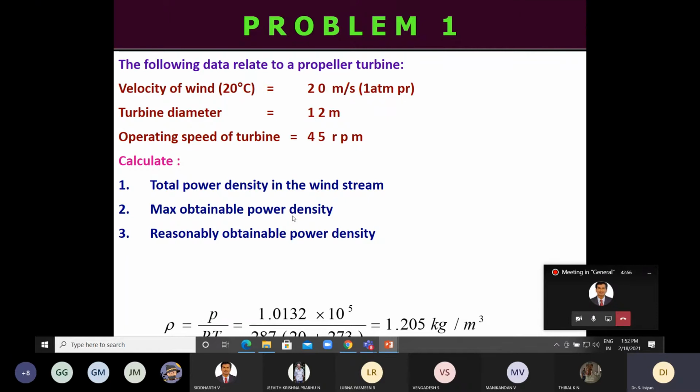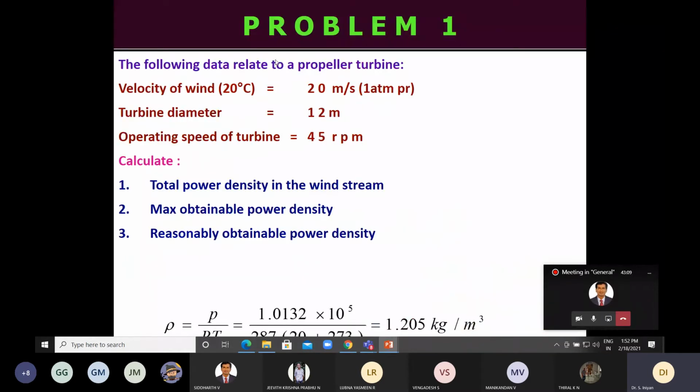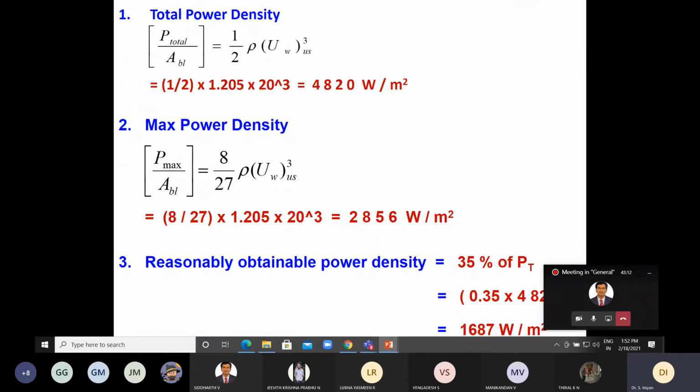So substitute this density value in that formula, 1 by 2 rho v cube. Here v cube is nothing but your wind speed velocity. The velocity of the wind speed they have given in the problem is 20 meter per second. So that is equal to 1 by 2 into the density value you calculated, 1.205, into the velocity value they have given in the problem, 20 cube. So the total power density comes to 4820 watt per meter square.